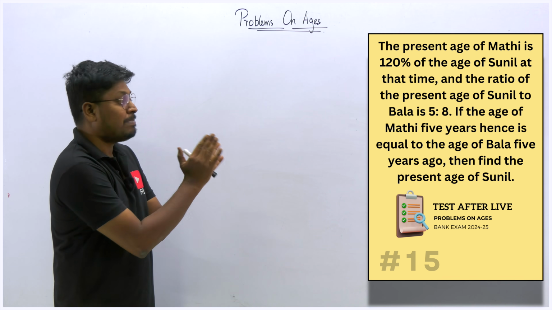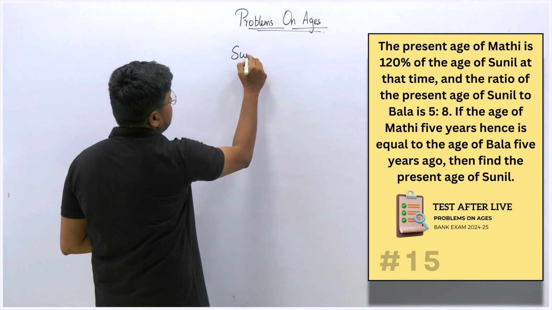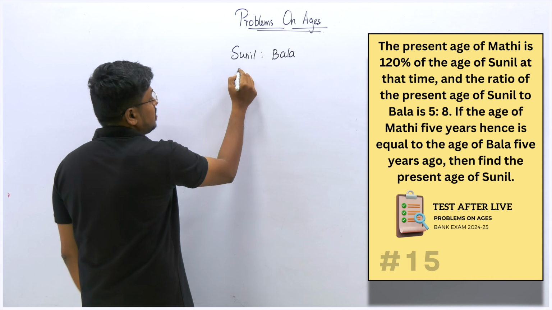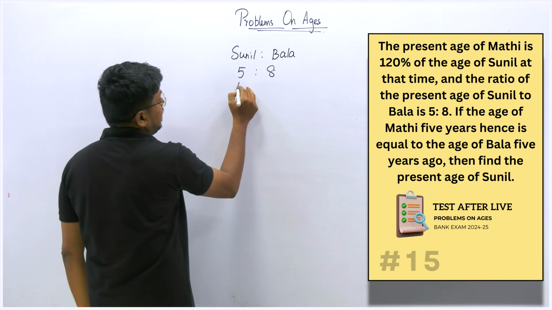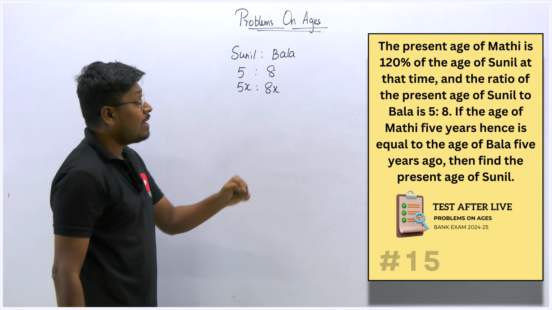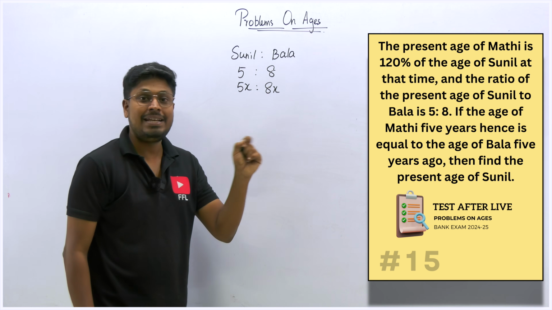So they have given the present age of two persons. One is Sunil and the second person is Bala. Sunil as well as Bala, where the present ages are in a ratio 5:8. So we can say 5x will be Sunil's age, 8x will be Bala's age. Now what they have given initially is Madi is 120% of Sunil's age at the time.